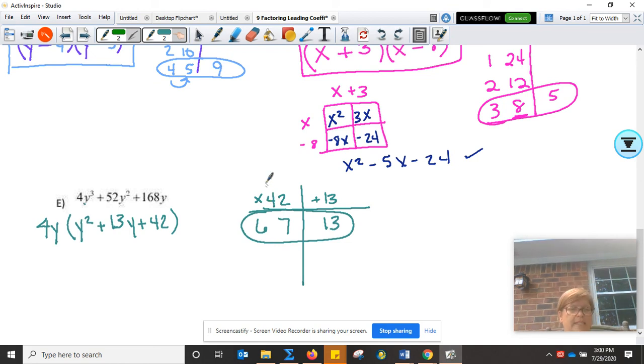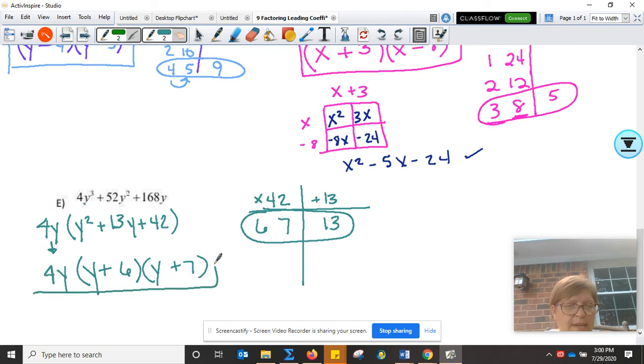All right. Since both signs are plus, you know that your parentheses are going to be plus. Okay. So we have y plus 6, y plus 7. And don't forget, this is the important part, don't forget your 4y. All right. And that's your final answer. And remember, you can plug that into your box to check.